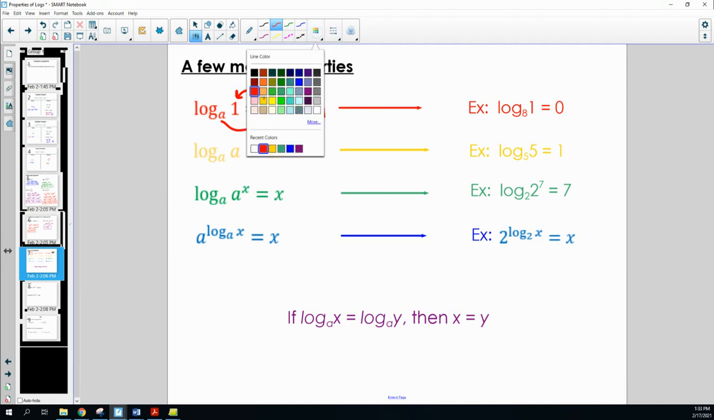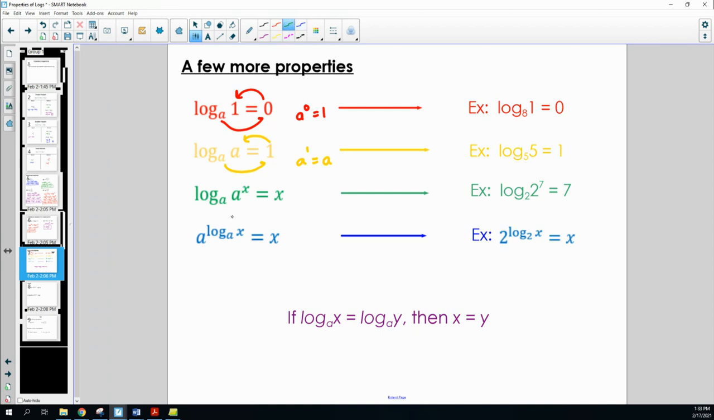For the second one, again, if we change forms, we would get a to the first is equal to a. That makes sense because anything to the first power is going to be itself. Then we have this one here, and again, change forms. So a to the x equals a to the x, which again makes sense because anything is going to be equal to itself. So the little shortcut here, if you're looking at this log example, log base 2 of 2 to the 7 is 7. These pretty much are going to cancel out, so you end up with just 7. That's a little shortcut: when the base and the number next to it are the same, they're going to pretty much just cancel out.